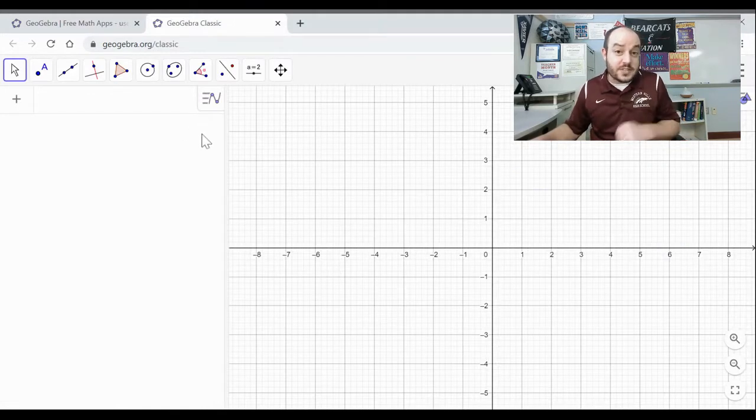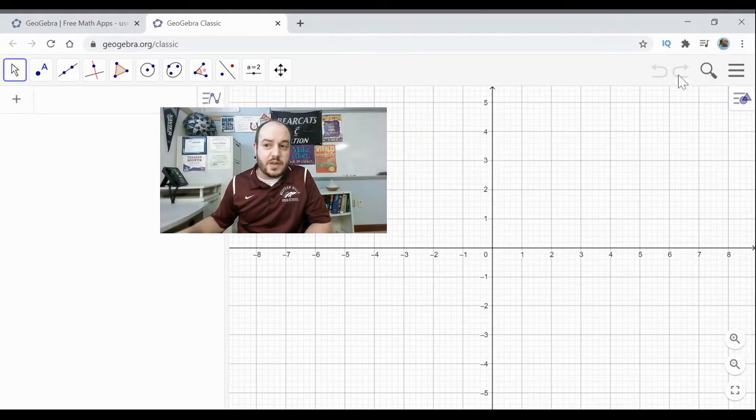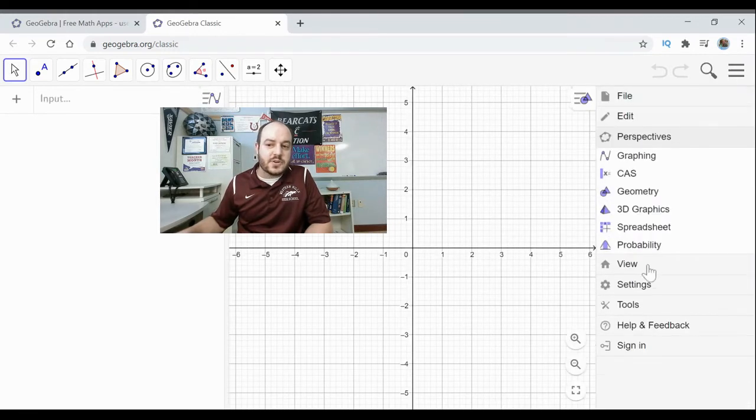Now, one of two things is going to happen. Either A, you're going to get a menu down here with different parts of the application that you can use, or you won't, like how you see right here now. If you do see that menu, go ahead and click on the probability app with the normal curve. If you don't, that's okay. You can come up here to the three lines and you can go ahead and click on perspectives and then go ahead and click on probability right here.